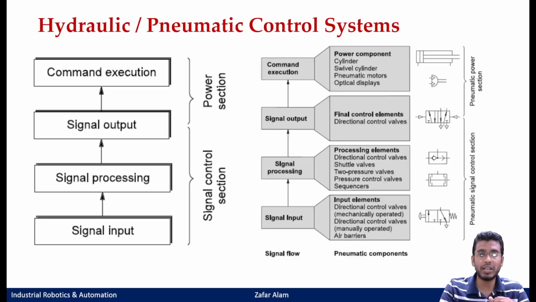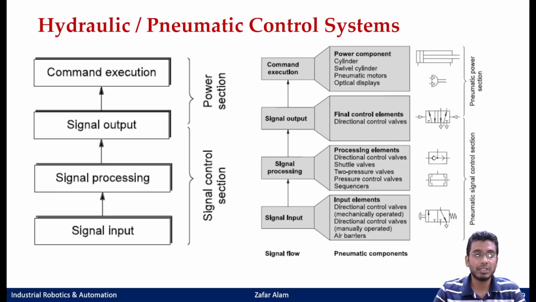So if you try to relate this with this figure here, what are your signal input elements? All your direction control valves, in case of a pneumatic circuit, for example, if I have a manually operated valve and all those things, these are the signal input. Why is it called input elements? Because you are giving an input signal to, say, extend the valve. That means you are giving some signal that is fed by the user. So that input is what? You are pressing a mechanically operated valve, or you are manually pressing a switch. That means these are your input elements.